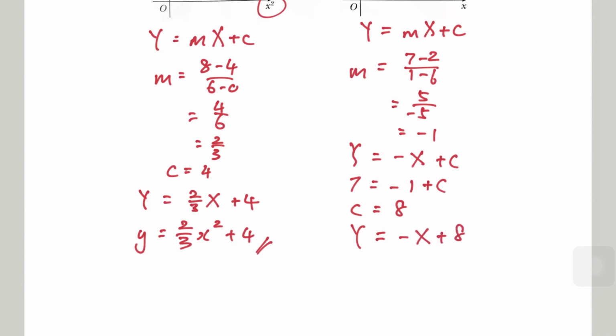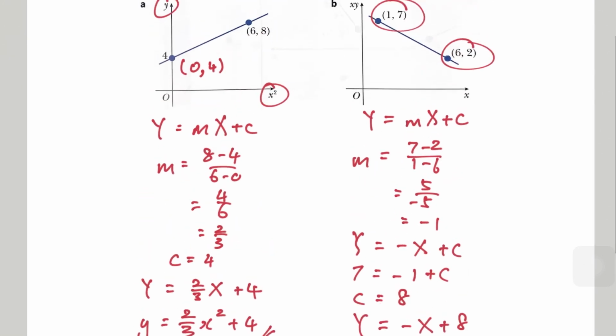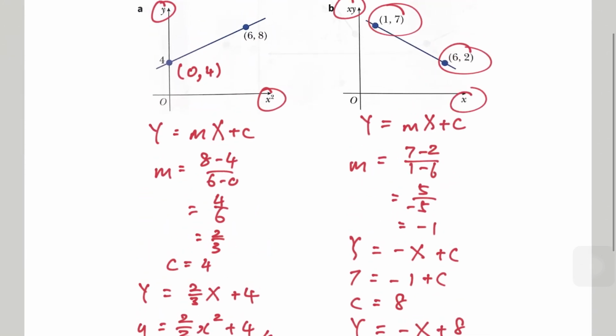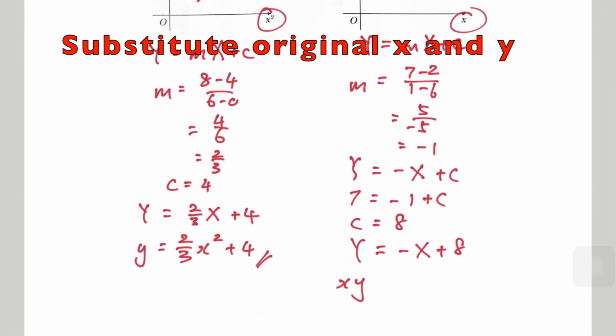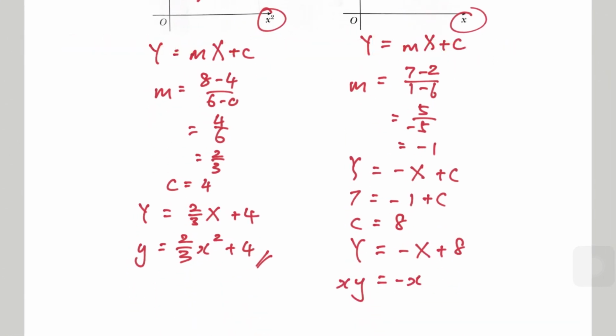And the last step is to substitute the original small x and y into the equation. So my capital Y is xy equal to negative x plus 8. However, this is not our answer yet because we want to express y in terms of x. So I will have to divide by x throughout on both the left and the right side. So I will have negative 1 plus 8 over x. So that's our equation.